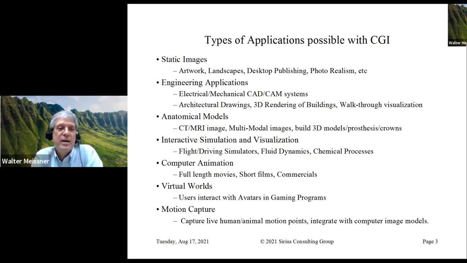Other applications are engineering applications, electrical, mechanical, computer-aided design, computer-aided manufacturing systems. So people input circuits, mechanical drawings. One of the advantages of that is that once it's been inputted, besides just printing drawings, wirelists can be generated, wire routing, netlists can be generated, and also numerically controlled machines can build things that were in the mechanical system or in the model.